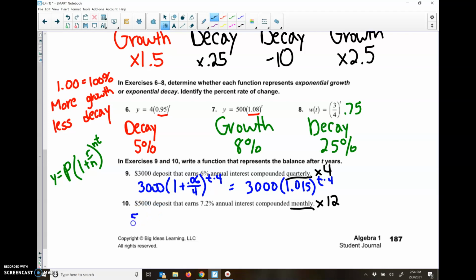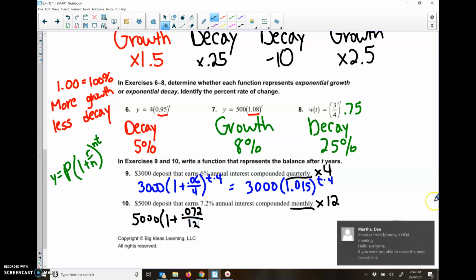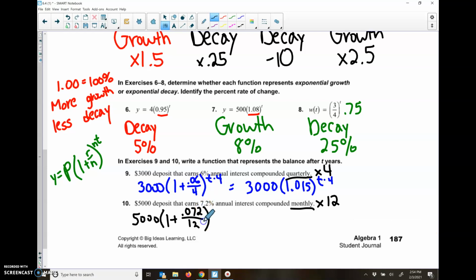So now $5,000. Switch to black ink. Same thing, 1 plus, and then our interest is 7.2%. So 7.2% is 0.072. And then we have it compounded monthly, so I'm going to divide by 12 there. And then kind of the same thing on the outside, my time, which we don't know, times 12. Okay, so if you put this on the test, that's perfectly fine. Big Ideas is going to want you to simplify those, so let's figure out what that is.